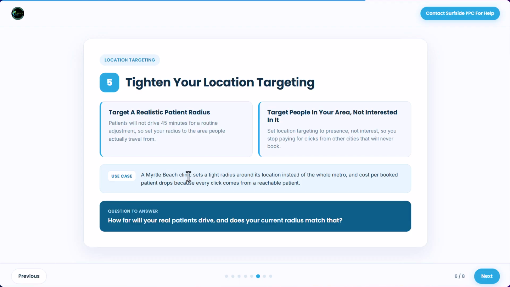A Myrtle Beach clinic sets a tight radius around its location instead of the whole metro, because if people have to drive any more than 10, 15 minutes, it's going to be hard to get them to keep doing it. If they do it a couple times, great, but we really want to focus on where our customers come from. What are the top zip codes? And you can just rely on your patient data to do that.